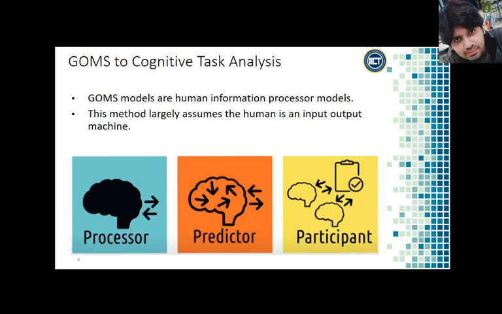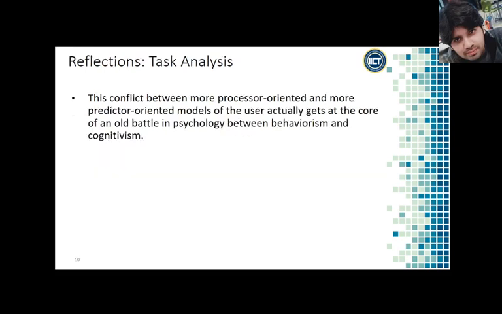That's where cognitive task analysis comes in. Cognitive task analysis is another way of examining tasks, but it puts a much higher emphasis on things like memory, attention, and cognitive load. Thus, cognitive task analysis adopts more of the predictor view of the human's role in the system. Now, this conflict between more processor-oriented and more predictor-oriented models of the user actually gets at the core of an old battle in psychology between behaviorism and cognitivism.